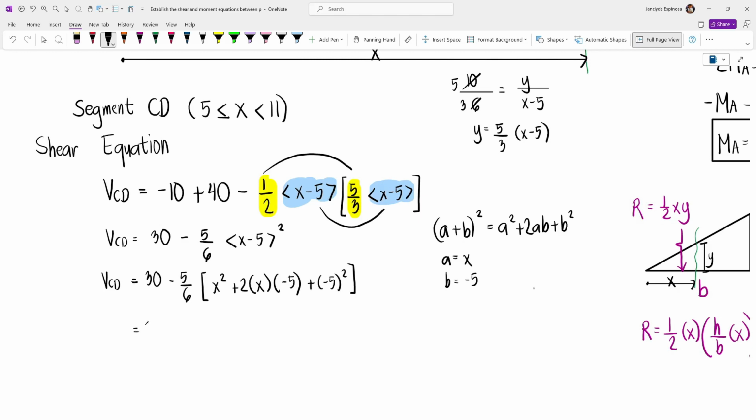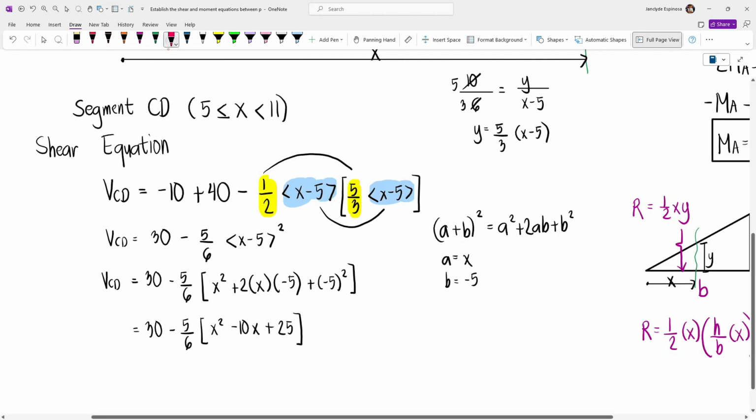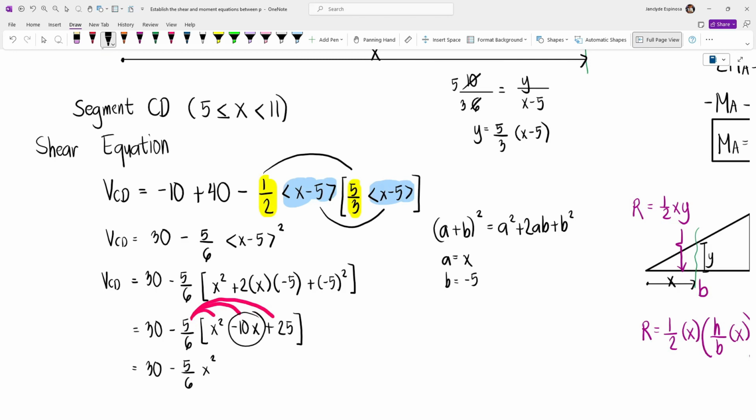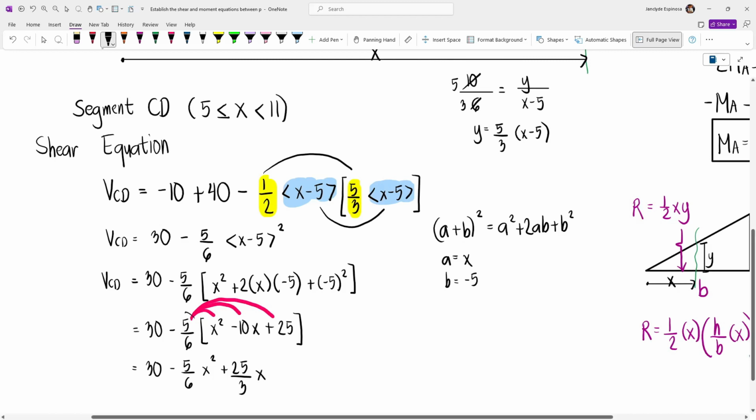So this will now become 30 minus 5/6 times x squared, -5 times 2, that's gonna be -10. And then multiplied by x plus -5 squared, that's gonna give us 25 positive. And so distributing 5/6, we will now get the following function. We have 30 minus 5/6 times x squared, and the -5/6 times -10x, that's gonna give us positive 25/3 multiplied by x. And the -5/6 times 25, that will be minus 125 divided by 6.